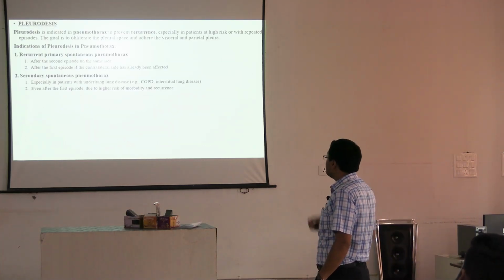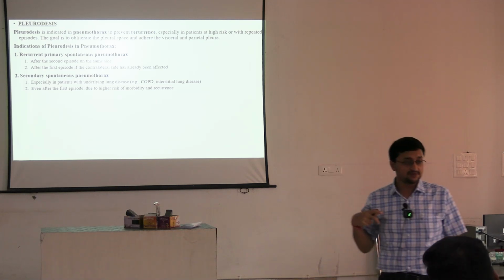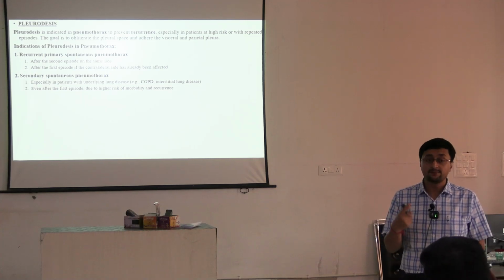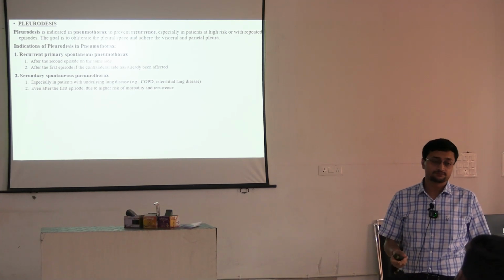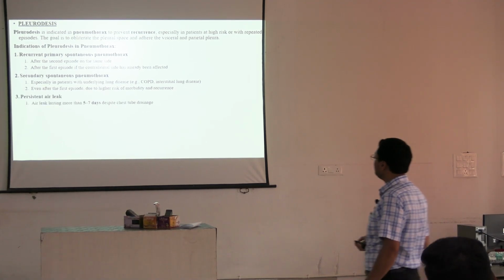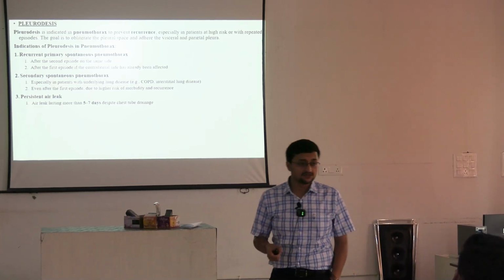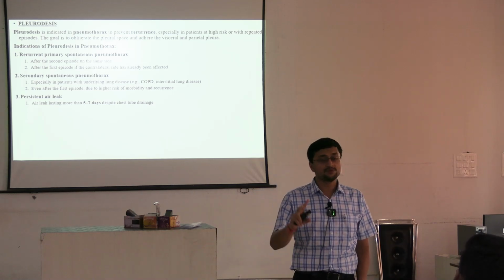So this is Pleurodesis. Definitely this is indicated in pneumothorax to prevent the recurrence, but in case of pleural effusion also, if the patient is having recurrent pleural effusion specifically due to malignancy, then you should advise Pleurodesis. And what are the indications of Pleurodesis in pneumothorax? Recurrent primary spontaneous pneumothorax, that means more than 2 episodes.